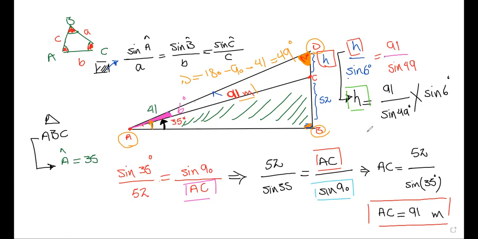But now, guys, if you have no questions. For the last step, how did I find h? You multiply both sides by sine 6, they cancel out, then you get h equals 91 over sine 49 times sine 6. Make sense? Awesome. Any questions, guys?